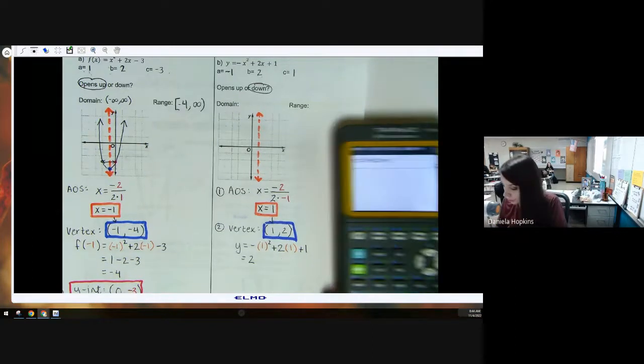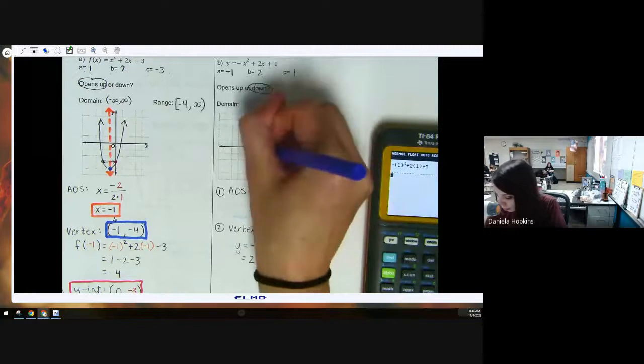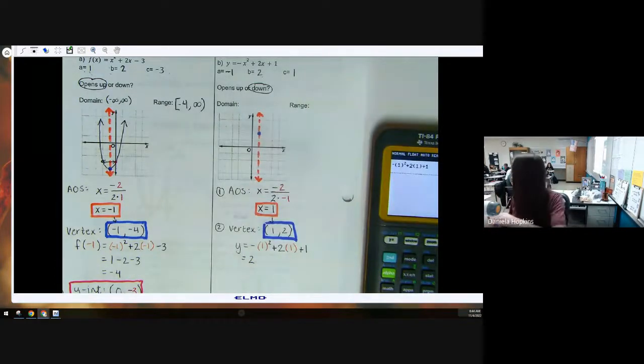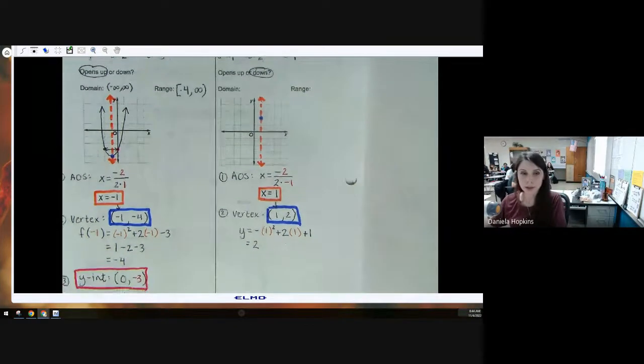Okay, so my vertex is going to be over 1 up 2. Should say to the right 1, up 2. Do we have a question or anything? You're just marveling over that negative? Okay, last step, y-intercept.